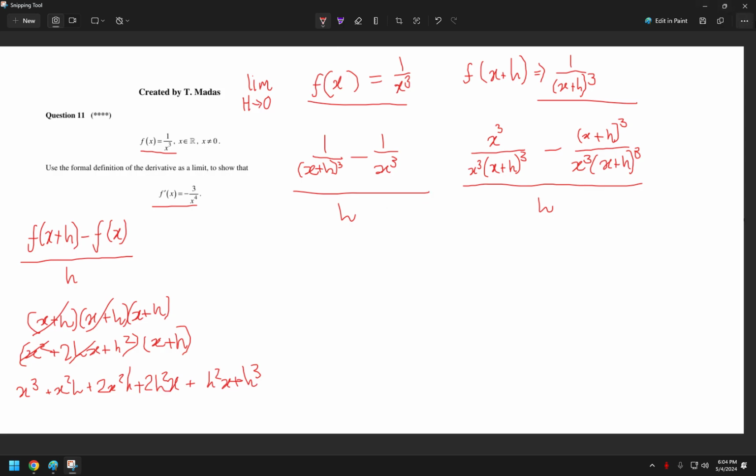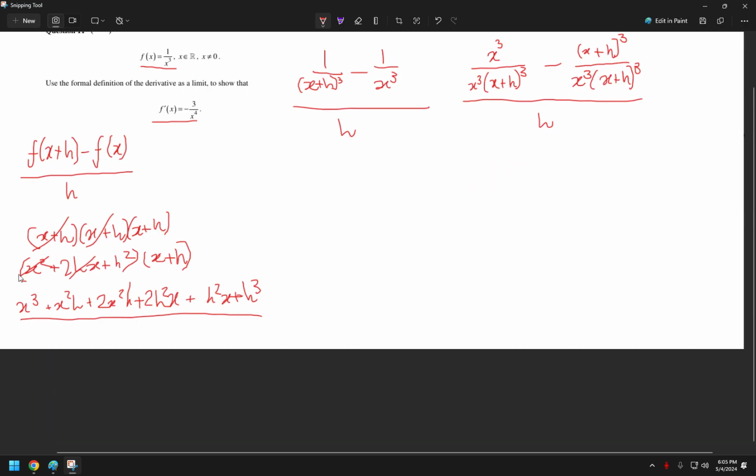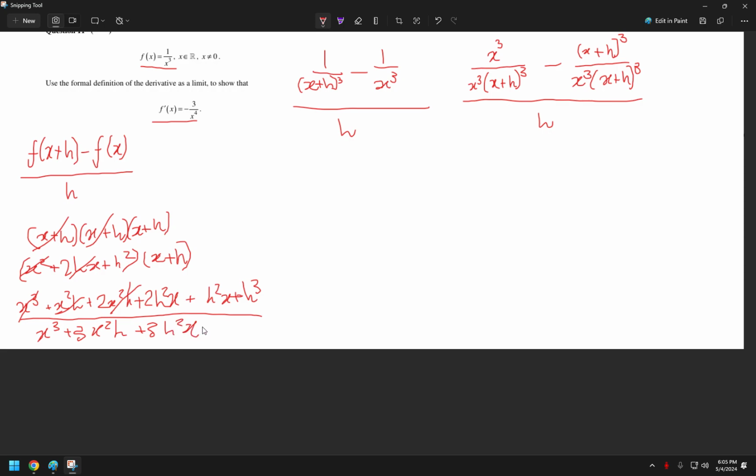We can now basically just replace this top right with whatever we got here. But let's collect like terms first. So we got x cubed plus 3x squared h plus 3h squared x plus h cubed. So that's that done. Now you can get rid of all of this working out.